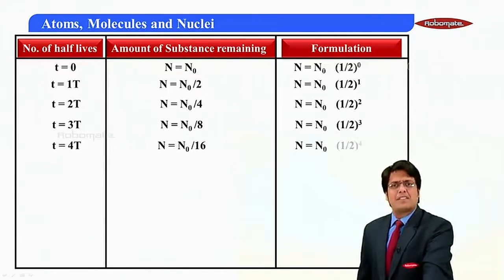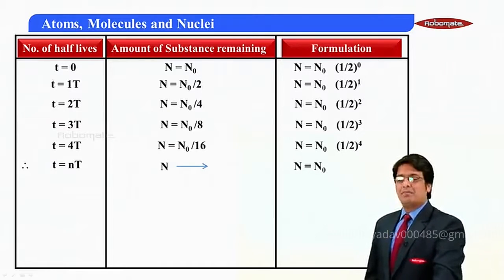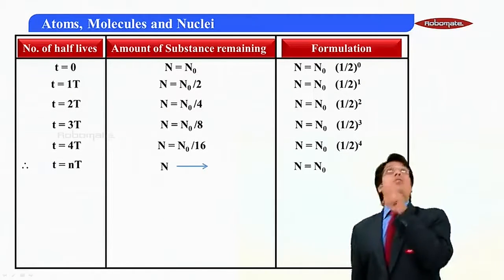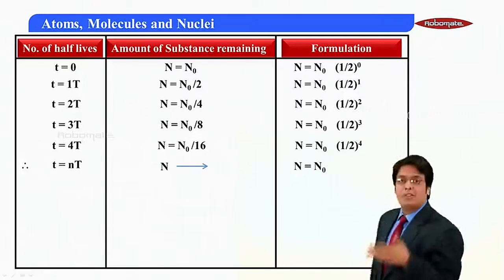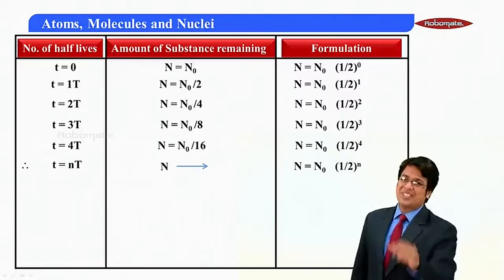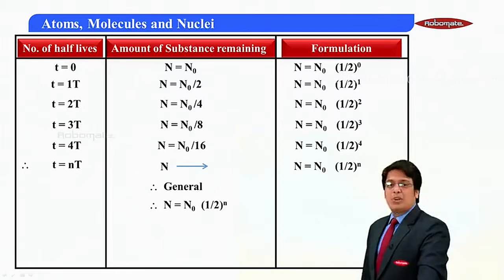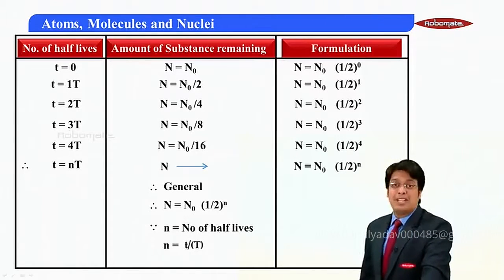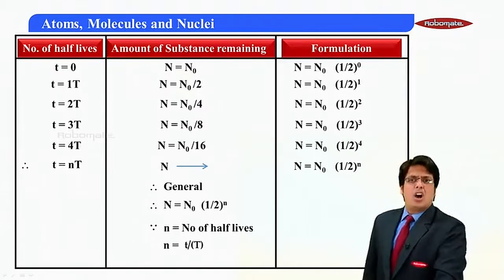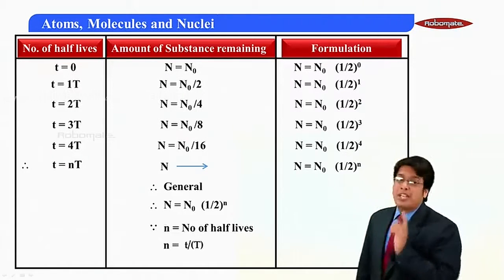Similarly, if I say the nth half-life, then N will directly become N0 half raised to n. See, for 0 it was 0, 1, 1, 2, 2, 3, 3. So for n it will be half raised to n. That is where the general formula comes. Ladies and gentlemen, the general formula states that N is equal to N0 half raised to n, where n is the number of half-lives, also given by small t upon capital T. How? Look at that. Small t is n into T. So n is equal to small t upon capital T.